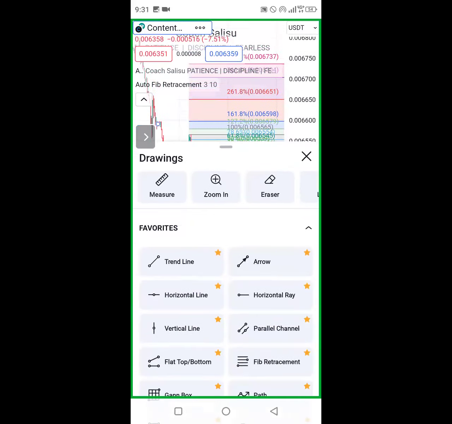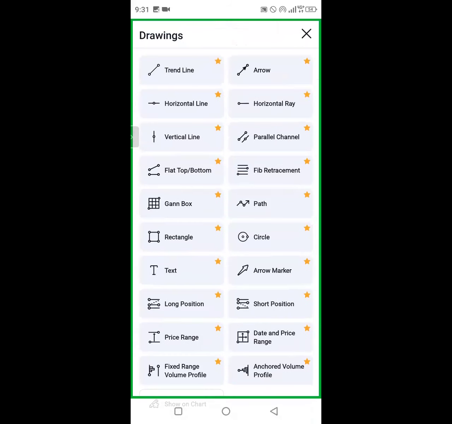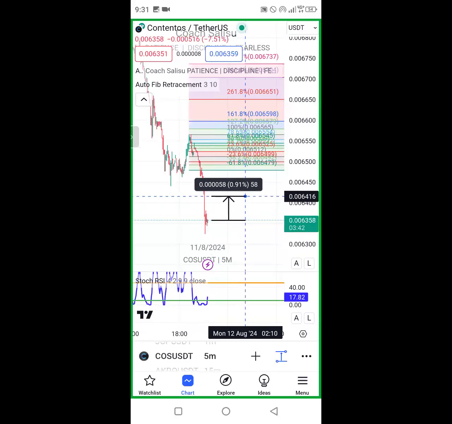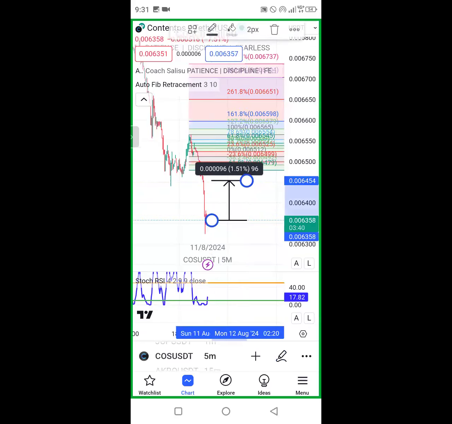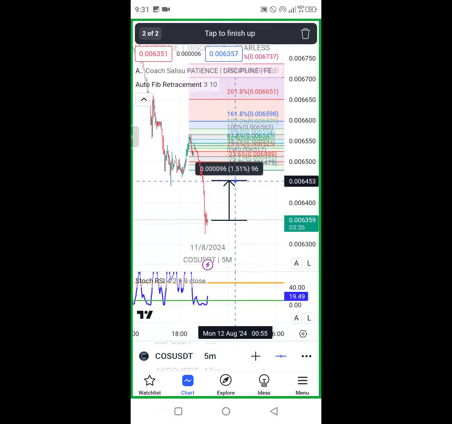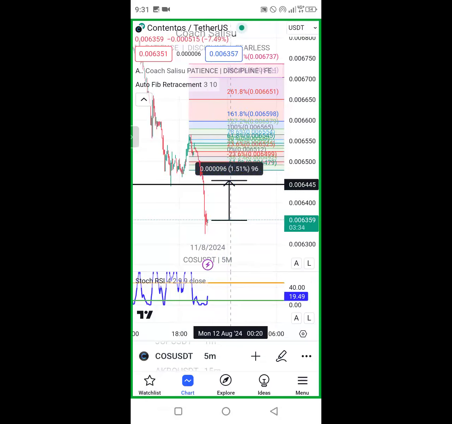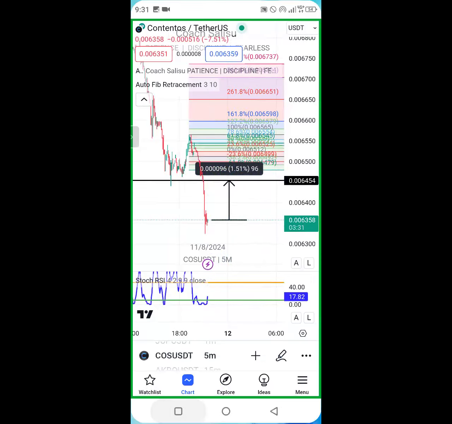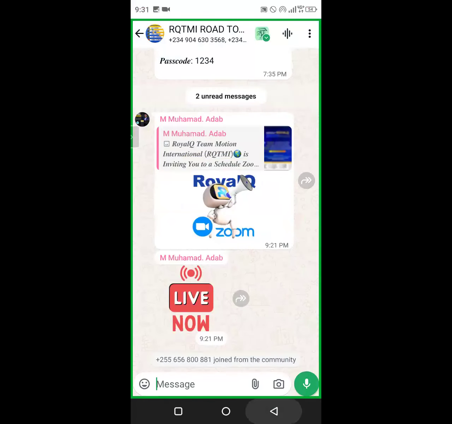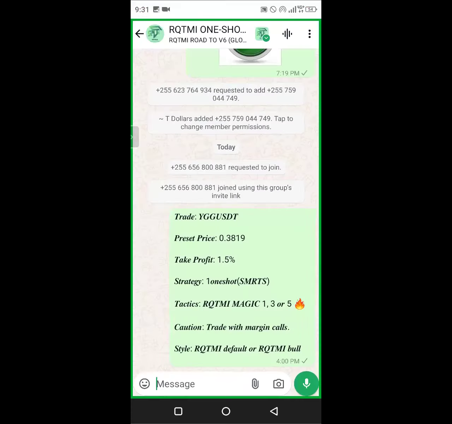So if I just pick my price range and measure, I can post this signal on the group, you see it, and you observe. You can trade this signal and take your 1.5%. You can just post it as well. You can trade this coin now, and let's see how it goes. Let me share the signal on the group.